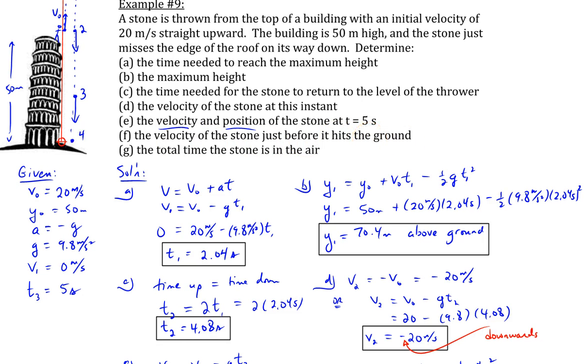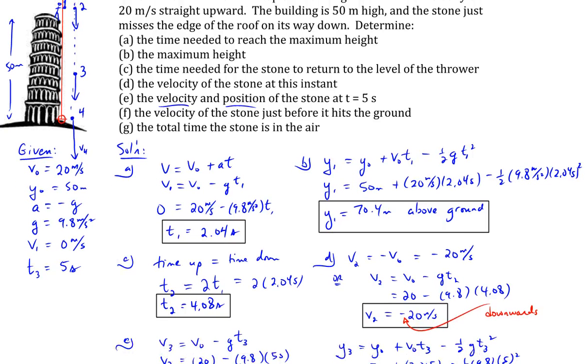Okay, now we're looking at the velocity of the stone just before it hits the ground. Now there's position 4, and remember that the stone hasn't hit the ground yet. It's just before it, right? So it's still in the air, so we're looking for this velocity v sub 4 here. It is going to be a negative number that is bigger than what we got after 5 seconds.